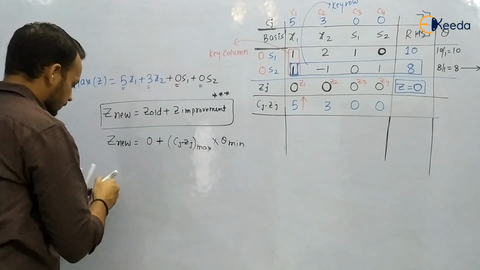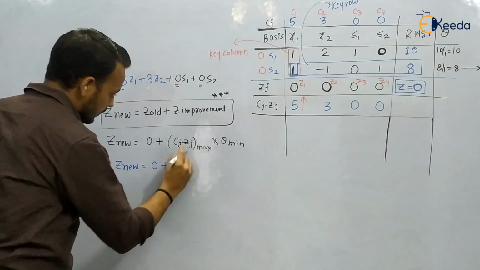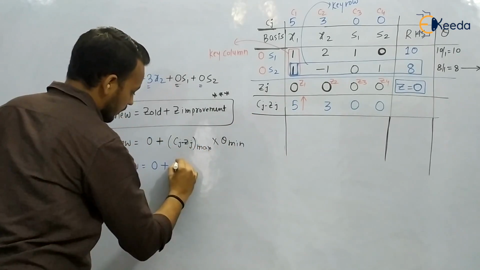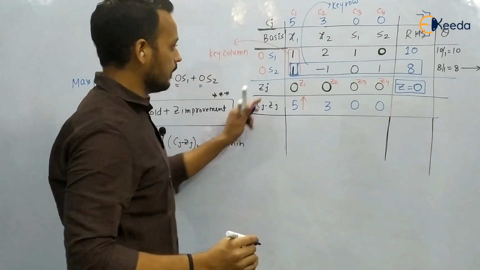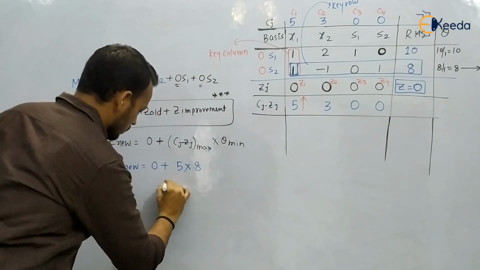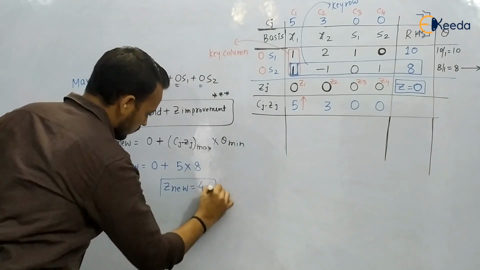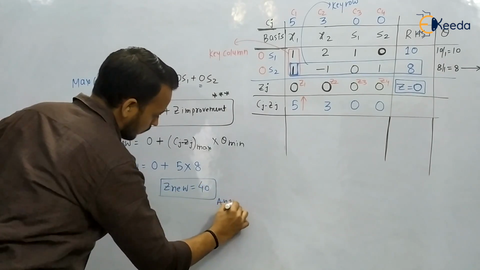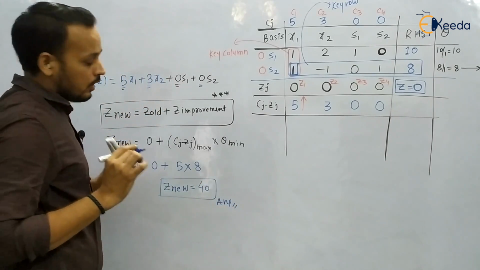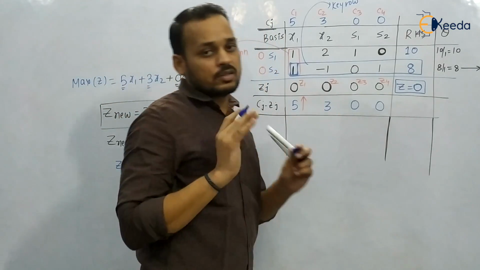So from here, Z new you are going to get is 0 plus the maximum Cj minus Zj, which is 5, and the minimum theta, which you can see is for S2, that is 8. So 5 into 8, Z new is 40. So this 40 is going to be your answer. This is one of the methods. The other method is that you can complete the simplex table.